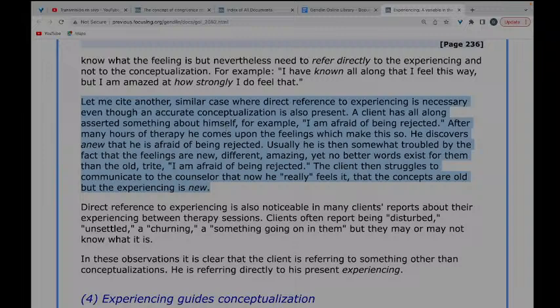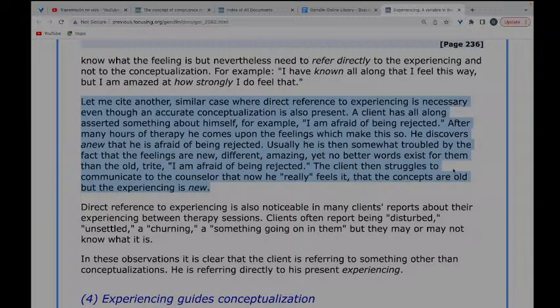Let me cite another similar case where direct reference to experiencing is necessary, even though an accurate conceptualization is also present. A client has all along asserted something about himself. For example, I am afraid of being rejected. After many hours of therapy, he comes upon the feelings which make this so. He discovers anew that he is afraid of being rejected.